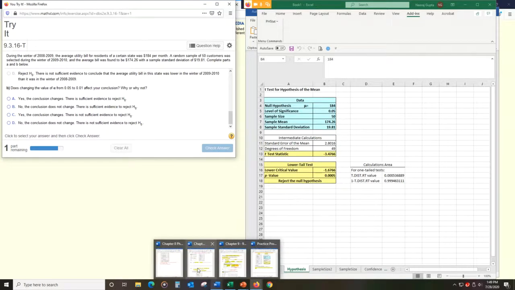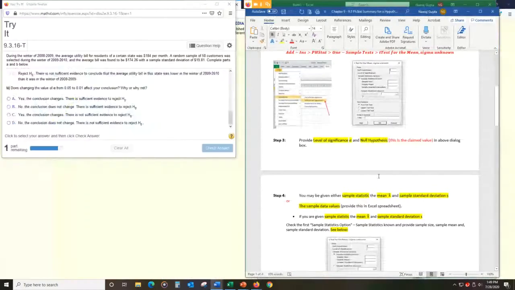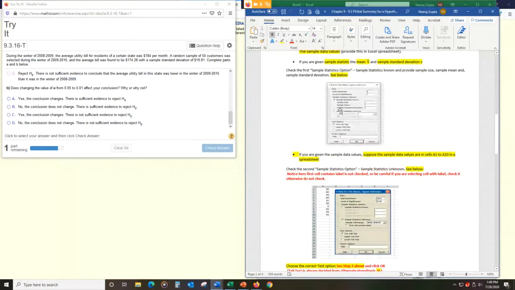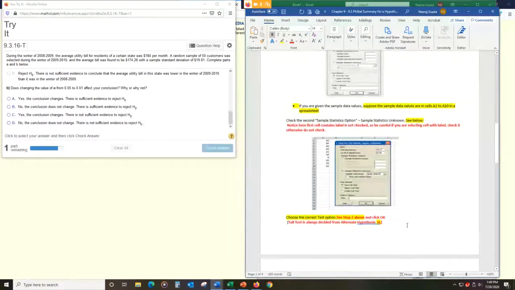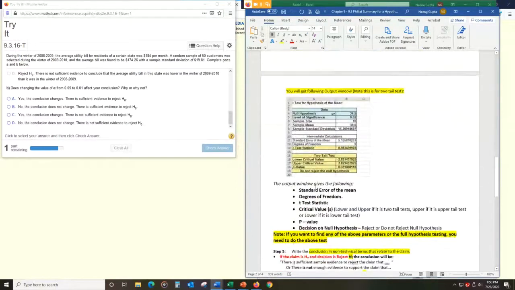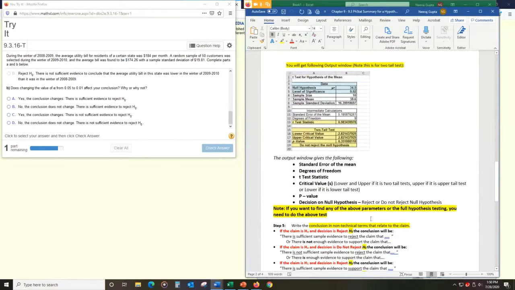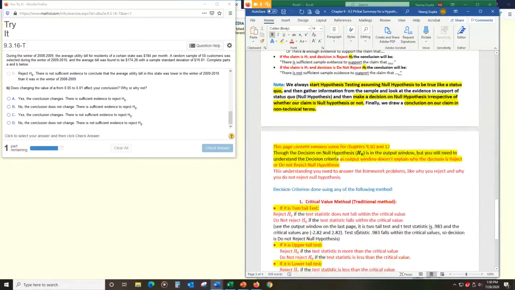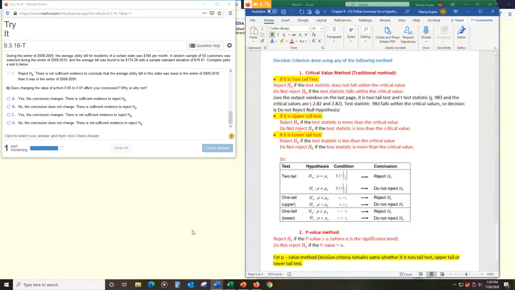So let me show you again in our chapter 9 summary. So that's what it gives you, and that's what you put the numbers in. If the sample statistics are not given, then you choose the sample statistics unknown and you have the data in the column and you choose that column, and then you do exactly the same thing. The output window gives you all these things. So whatever you need to find, you are picking that number. And the conclusion, you are doing like this. So this is our chapter 9.3 section.